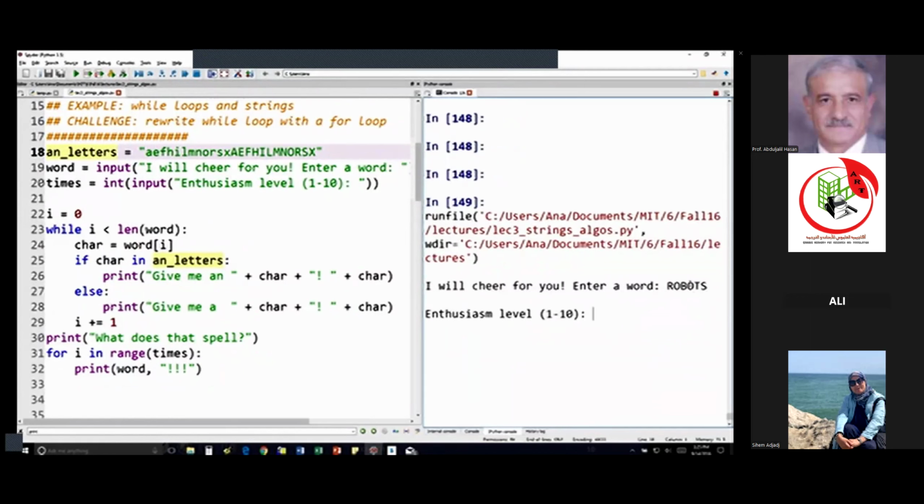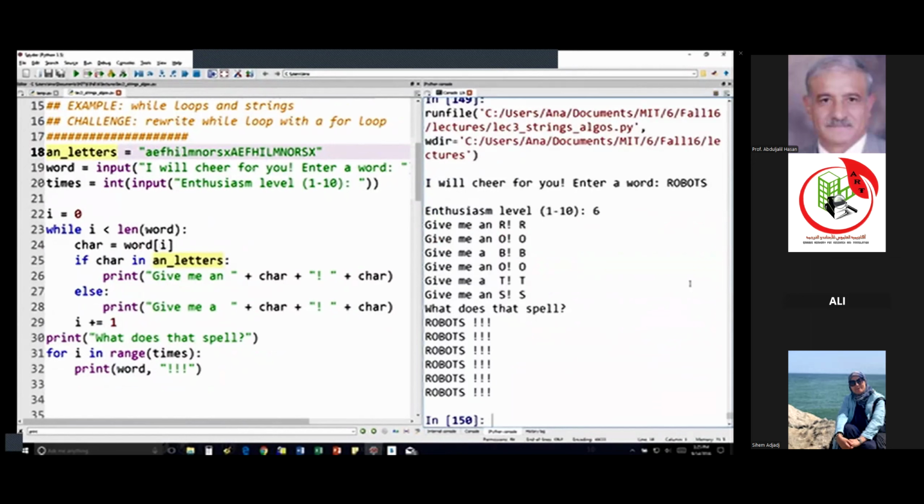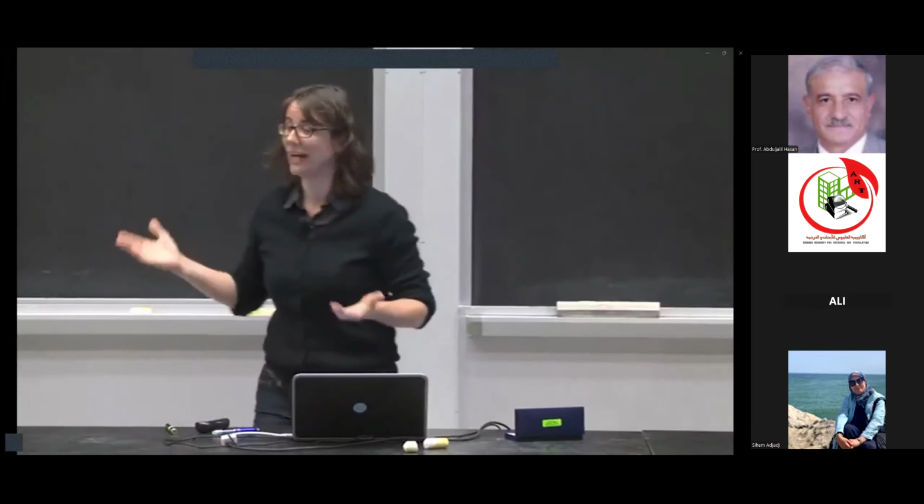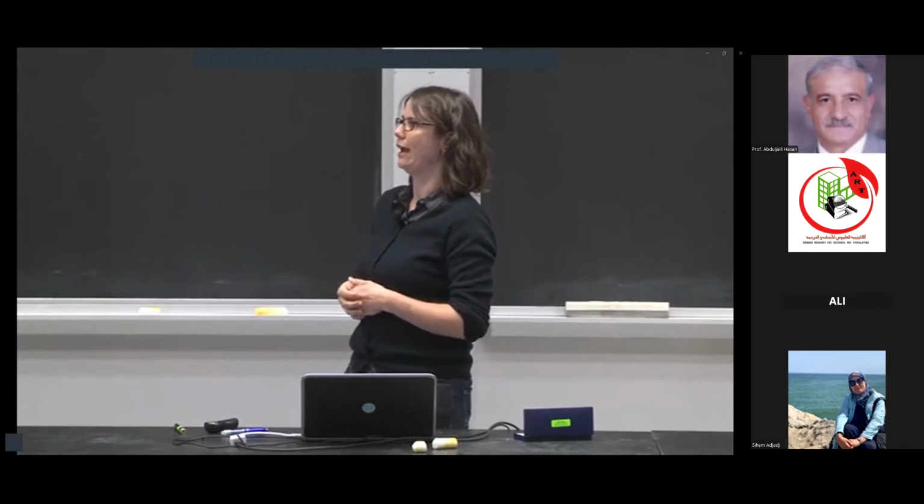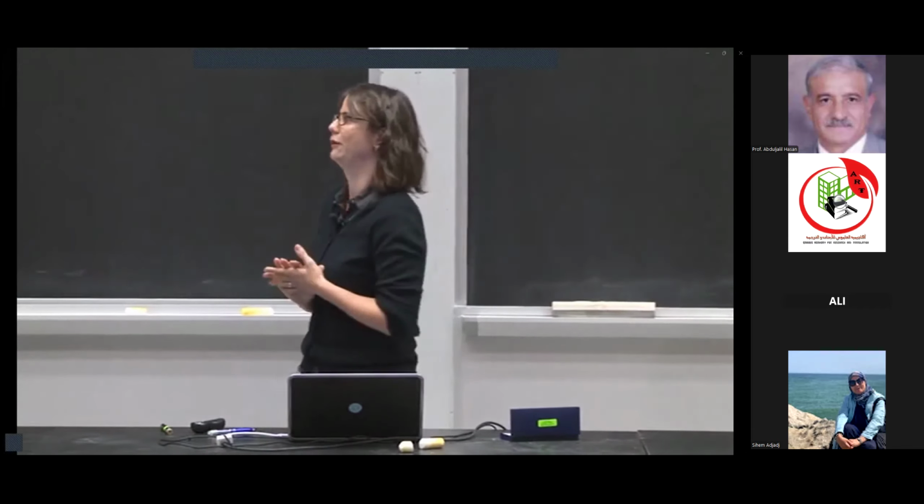How enthusiastic am I about robots? Let's say 6. Okay, so what this is going to print is, it's a cheerleader, right? Give me an R, R, give me an O, give me a B, B, and so on and so on. What does that spell? Robots, and it's going to print it 6 times because I'm 6 out of 10 enthusiastic about robots. Okay? So that's pretty much what that code's supposed to do, and you can write it using what we've learned so far.